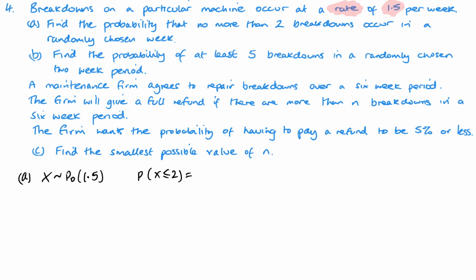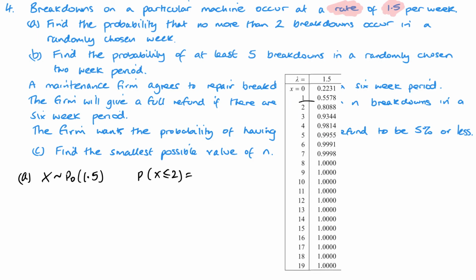1.5 is going to be in our tables because that's between 0.5 and 10 going up in halves. So here you have it, less than or equal to 2, 0.8088. And that's part A done.